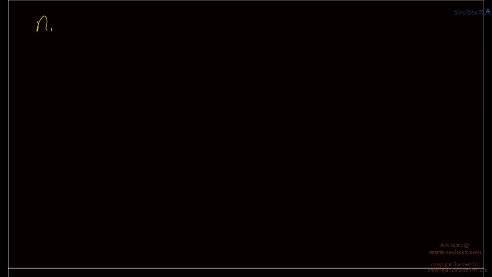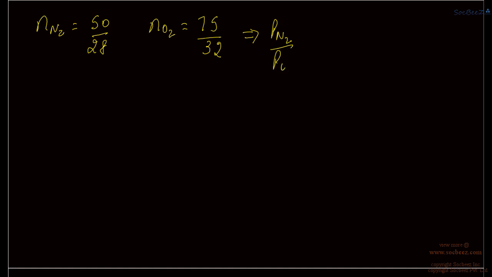Right. Now, number of moles of N2 equals 50 upon 28. Since the amount of N2 is 50 gram, molecular weight of N2 is 28. And number of moles of O2 equals 75 upon 32. So from this we get that pressure of N2 upon pressure of O2 equals number of moles of N2 upon number of moles of O2 equals 50 upon 28 into 32 upon 75.